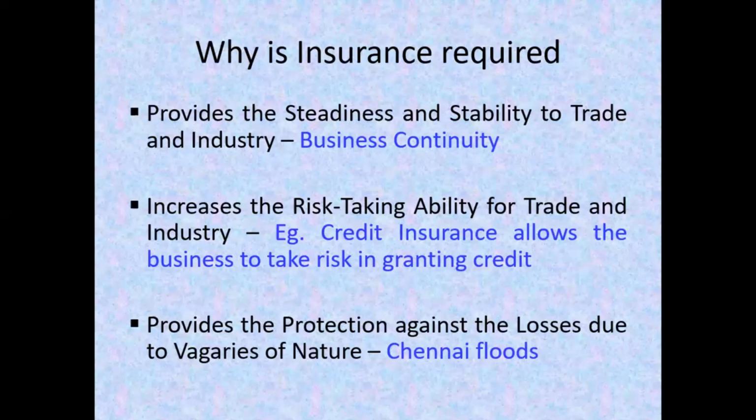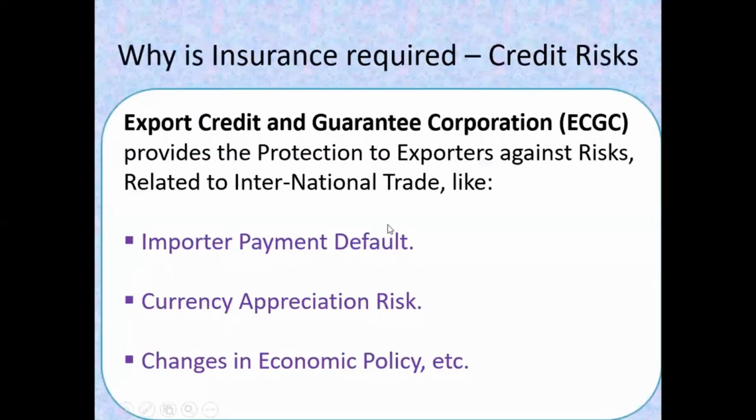And the third is, of course, for any natural calamity, you get compensation, which is very important, because nowadays floods happen so commonly, 3 times, 4 times in a year. Whenever a flood happens, you get compensation from the insurance company. This is a very useful initiative. So insurance also provides protection against losses due to convulsions of nature.